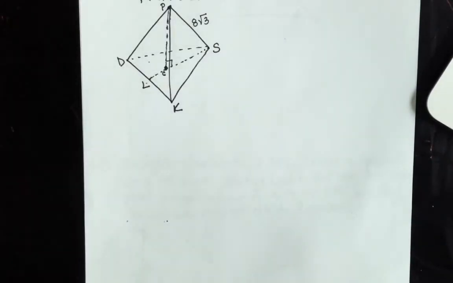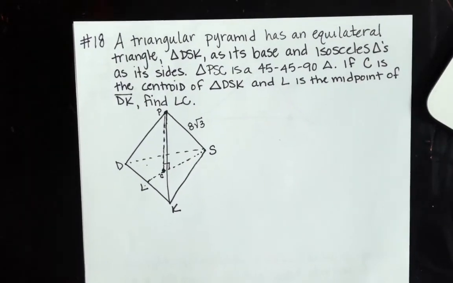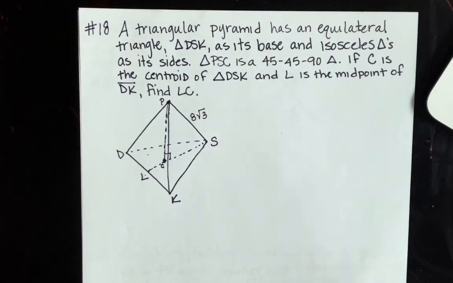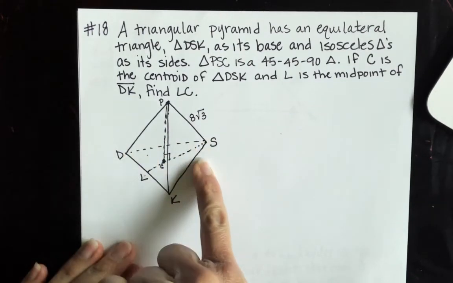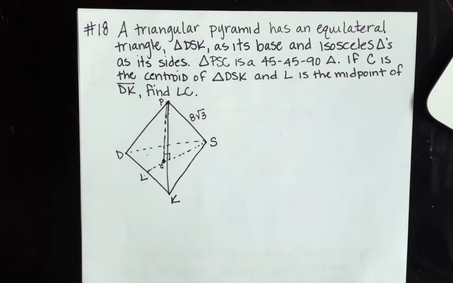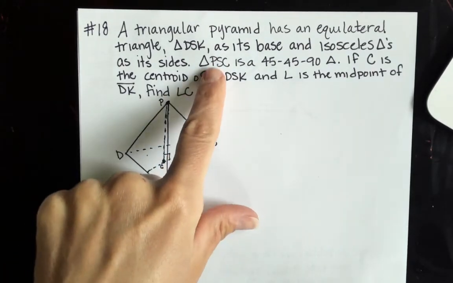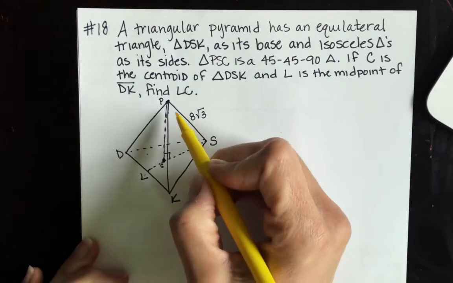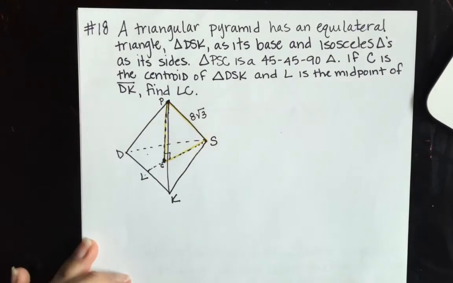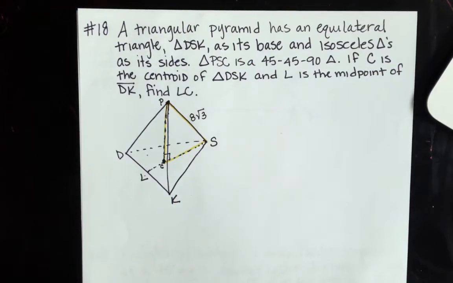All right, let's take a look at the last one I have from 9-3. And we have this triangular pyramid. Now it's definitely drawn a lot better in the program, but we did talk about pyramids at the beginning of the year with our volume and surface area. And it does say that the base is an equilateral triangle, but all of the sides that kind of fold up, those are isosceles. And it does tell us specifically that PSC, so P to S to C, that guy right there is going to be a 45, 45, 90.